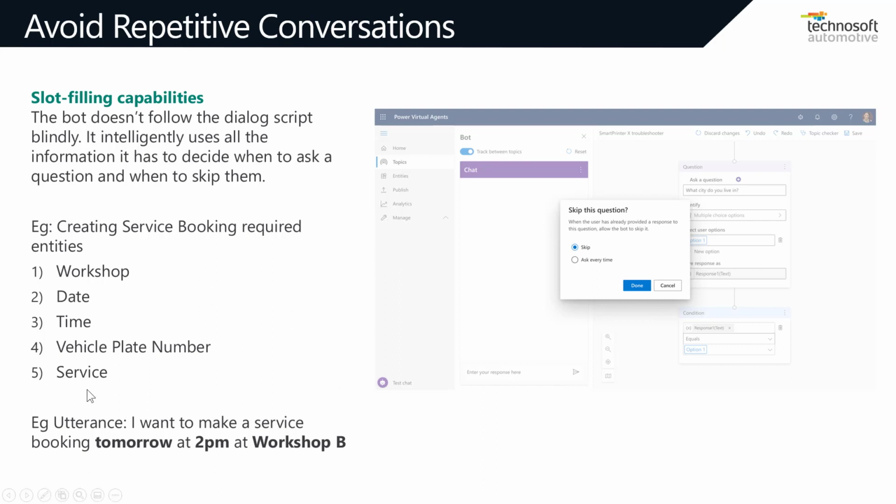However, if the customer have already specified in the beginning, for example, the customer says, I want to make a service booking tomorrow at 2 p.m. at workshop B. From here, the virtual agent is smart enough to have already identified 3 answers.